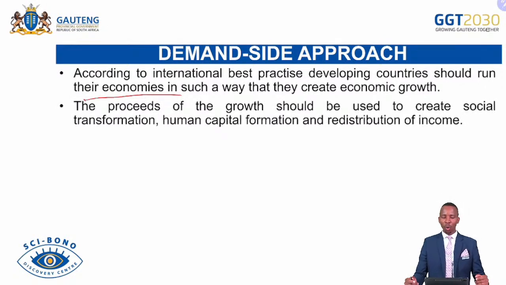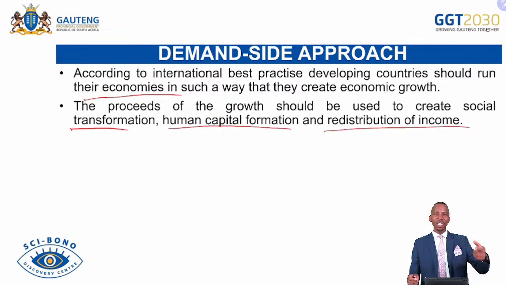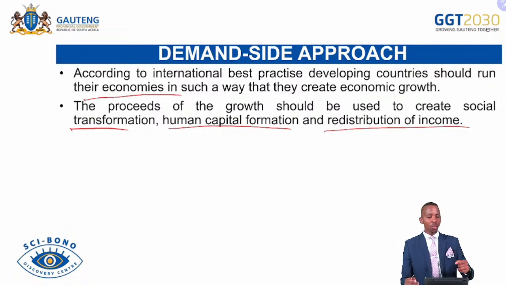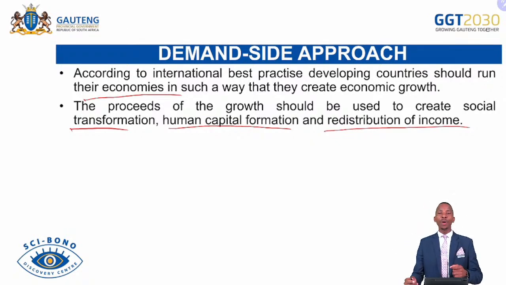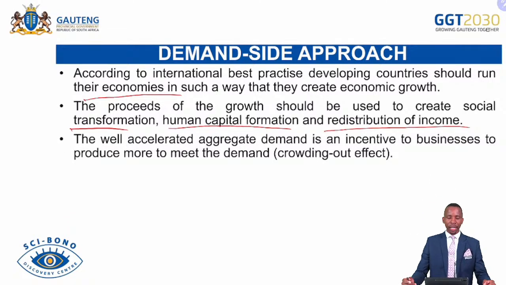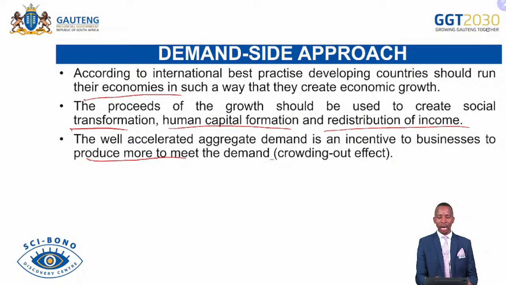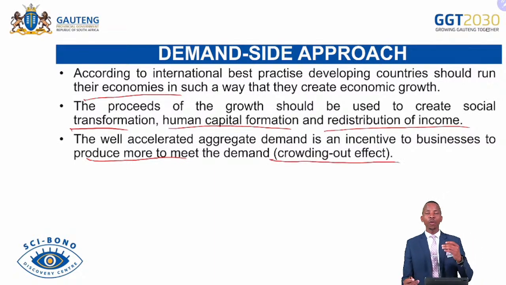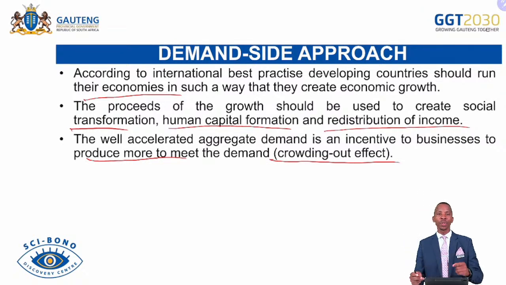The proceeds of growth should be used to create social transformation, human capital formation, and redistribution of income. So income received through economic growth must be used for the transformation of society, human resource development, capital formation in the economy, as well as redistribution, so that inequalities can be reduced. Well-accelerated economic growth or aggregate demand is an incentive to businesses to produce more to meet demand. So this is known as the crowding out effect. If consumers are demanding more goods and services, they are putting producers under pressure to produce more, which will then increase economic growth.